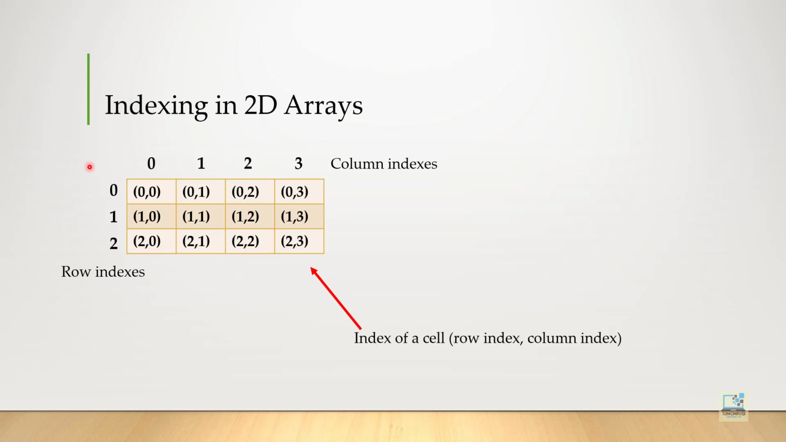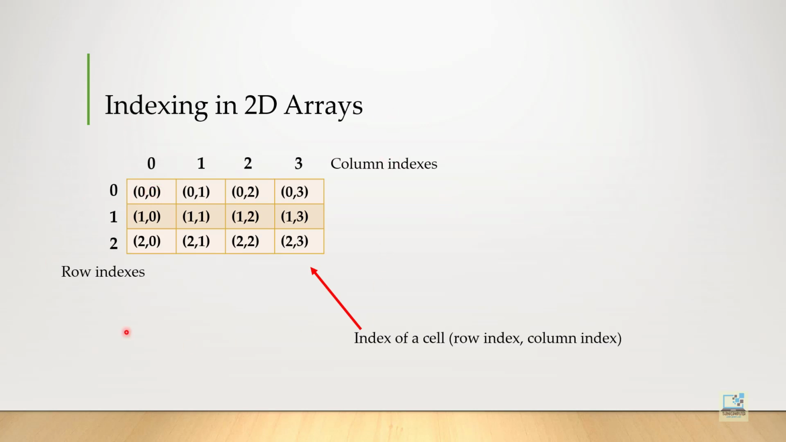Now let us talk about indexing in 2D arrays. What is indexing? Indexing is basically a method by which we access any particular element of the array. Index is also known as subscript. In a 1D array, we have only one index because it has only one row. In the case of a 2D array, we require one more index. So there will be a total of 2 indexes. One is for the row, another one is for the column.